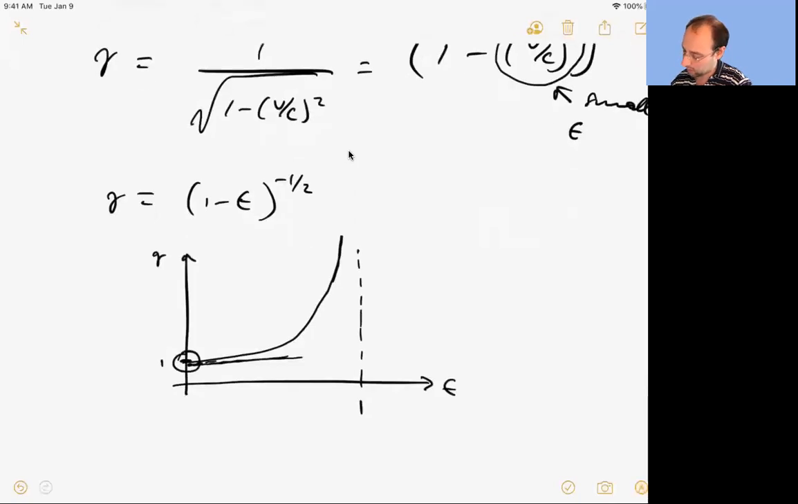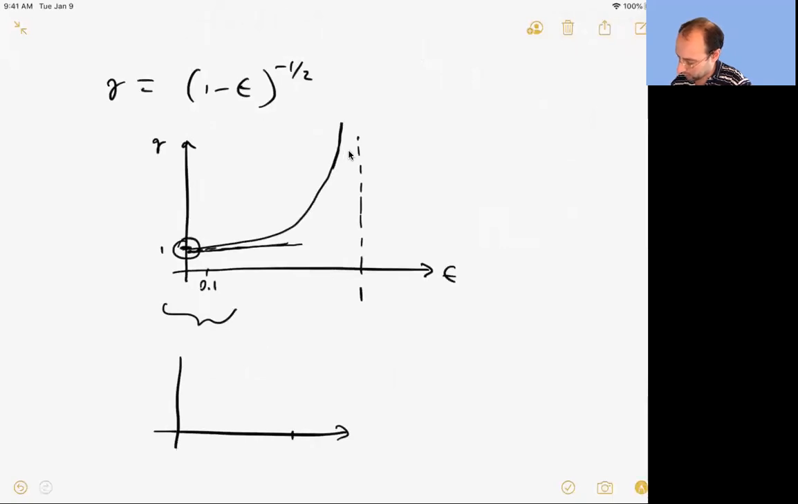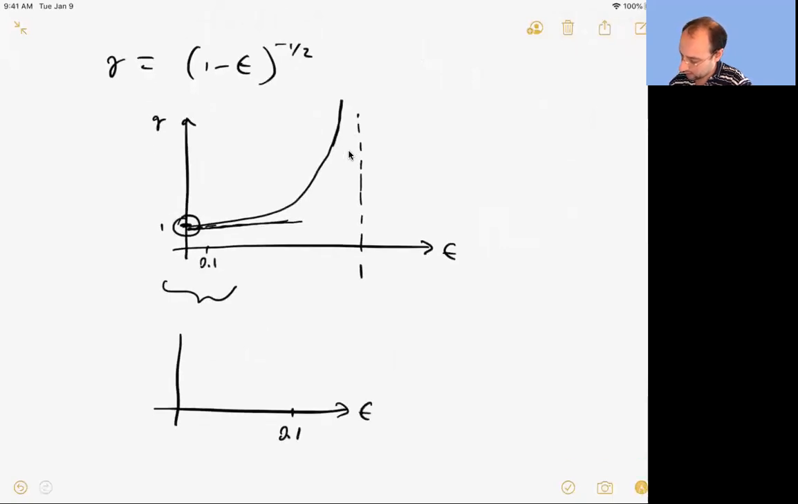So let me zoom in. Say this is 0.1 or something like that, and this is 0. I'm just going to blow it up. And so this is gamma. The real thing looks like that, and the approximation looks like that.